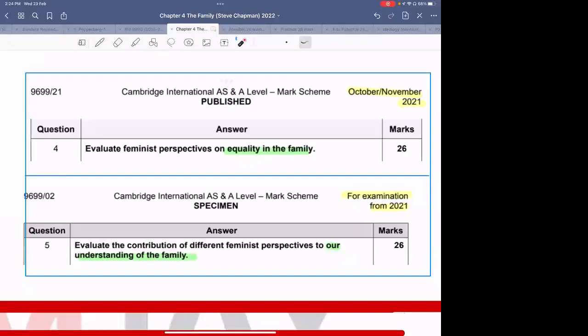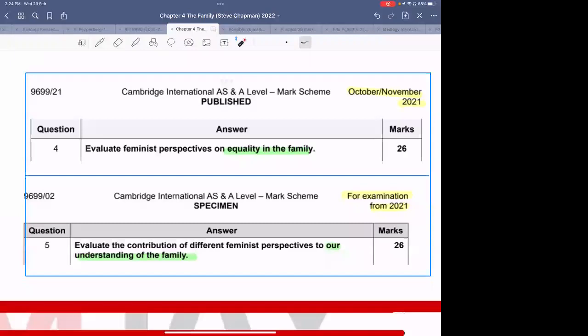Taking it ahead, we had an assessment paper. We've had a question on this particular topic. The topic we have after this has to do with conjugal roles and relationships, where the question is to evaluate feminist perspectives on equality in the family. Are we all good?